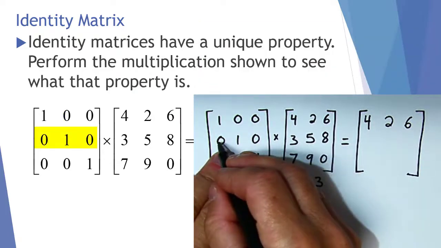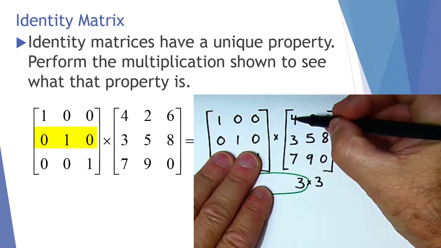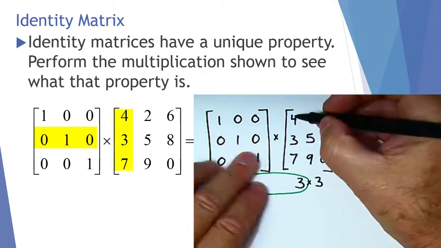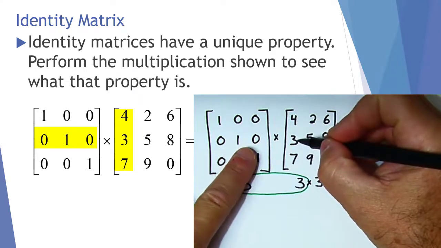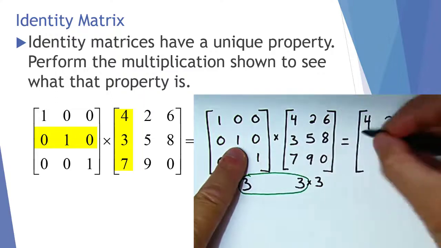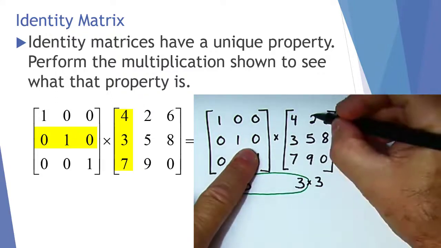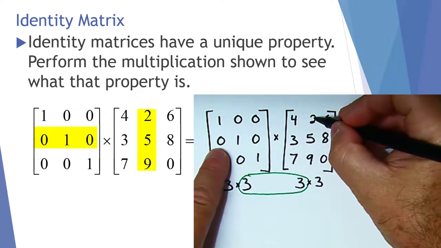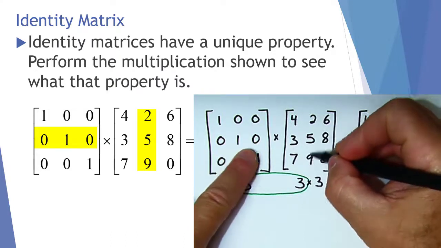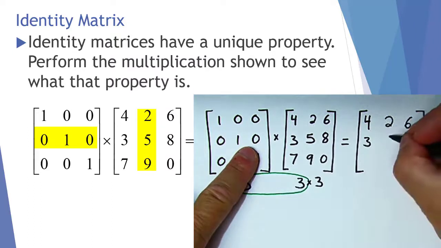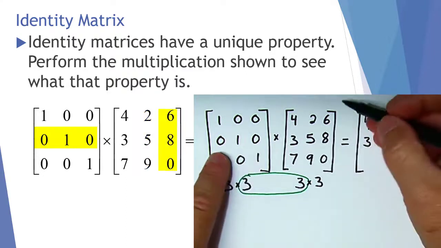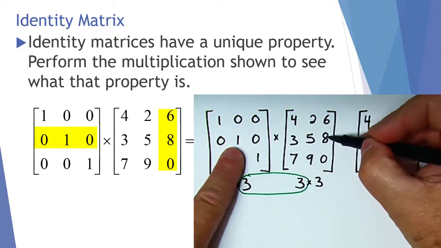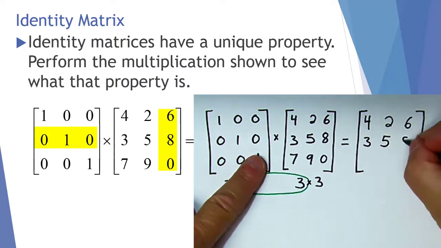What about row 2? Now I'm going to take the middle row of the left matrix and find the dot product with the left column of the right matrix. And so that's going to be 0 times 4, which is 0, 1 times 3, which is 3, and 0 times 7, which is 0. That's going to leave me with a 3. Middle row, dot product with center column. 0 times 2 is 0. 1 times 5 is 5. 0 times 9 is 0. So that's a 5. And at this point, I'll bet you can see what is happening with our identity matrix. Middle row, right column, find the dot product. 0 times 6 is 0, 1 times 8 is 8, and 0 times 0 is 0.